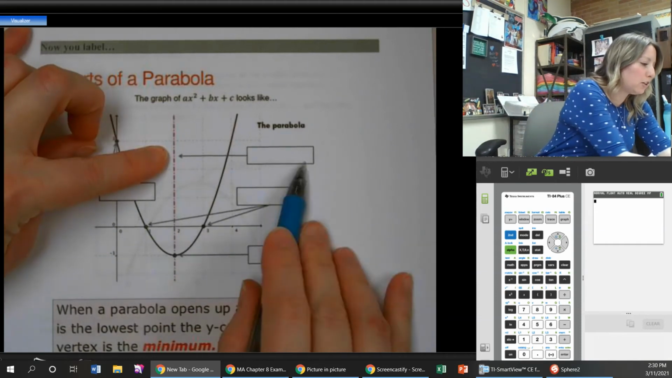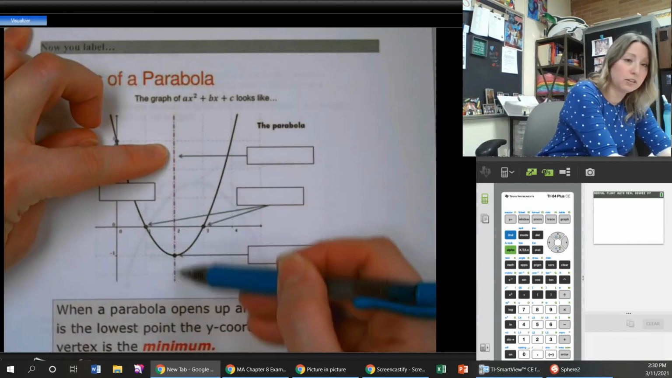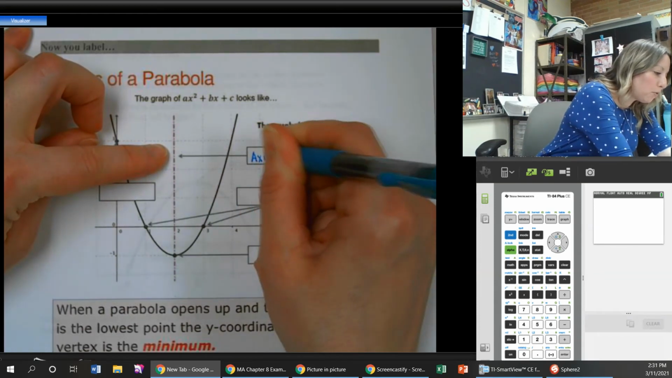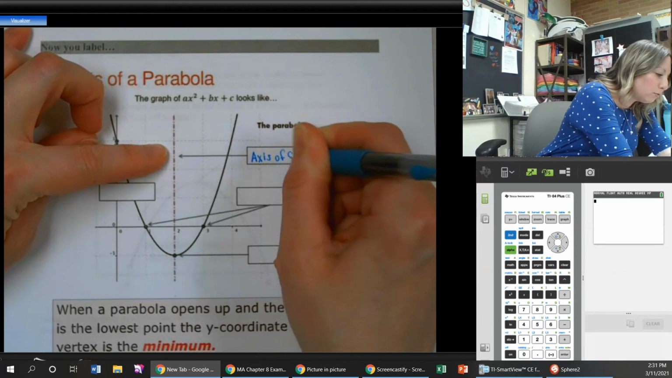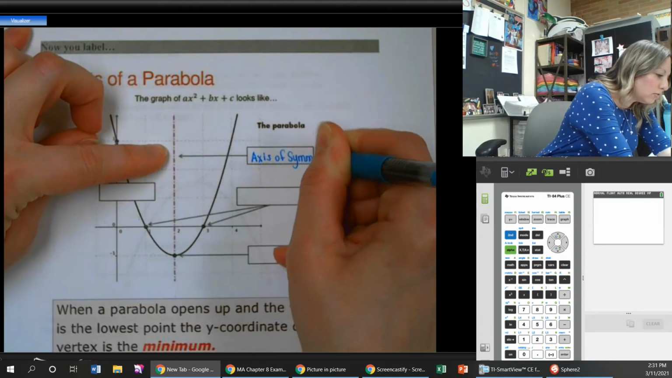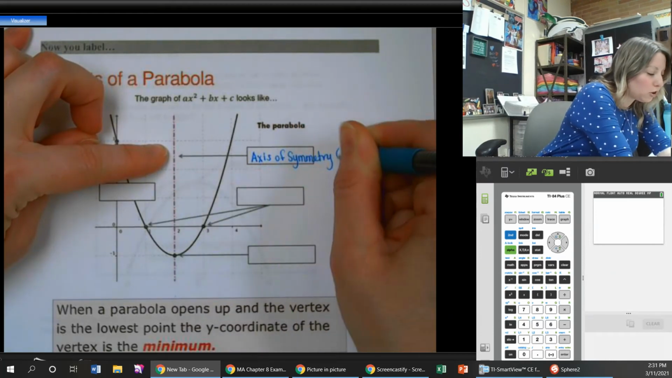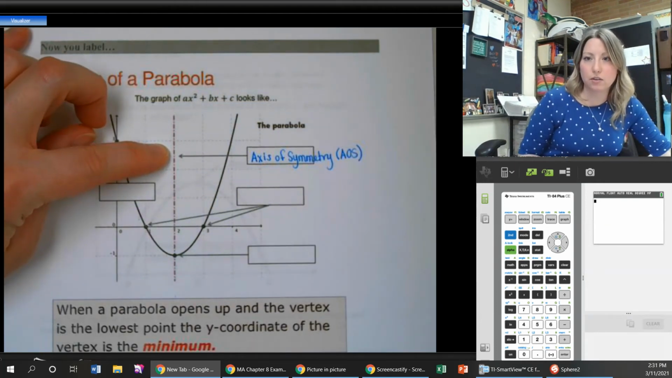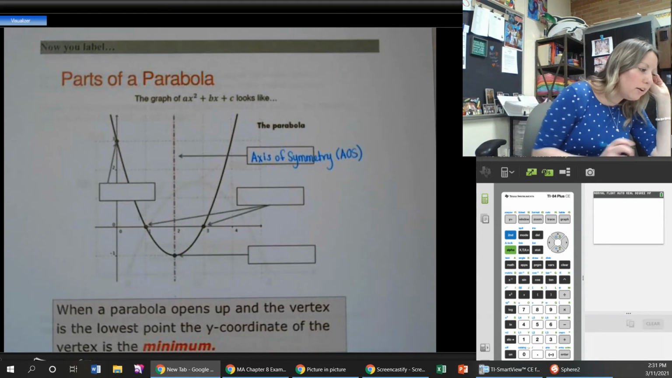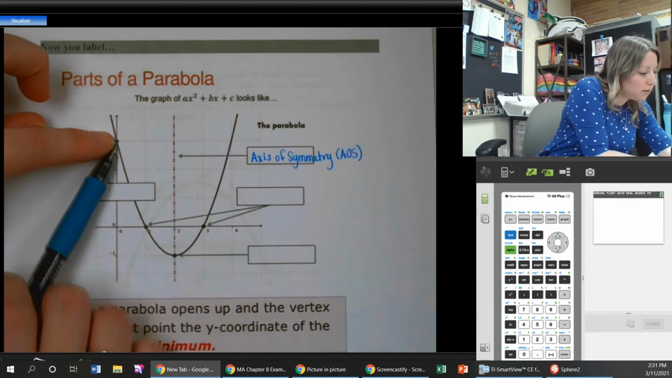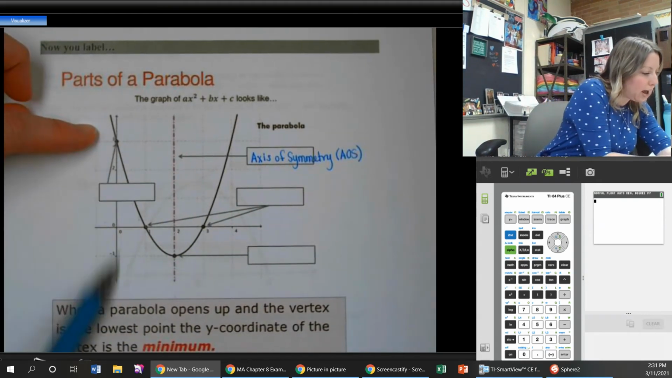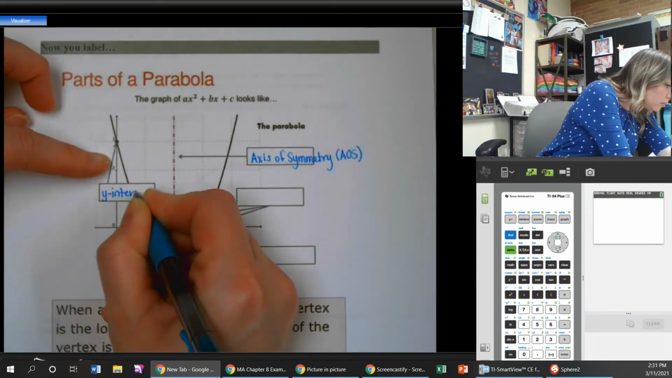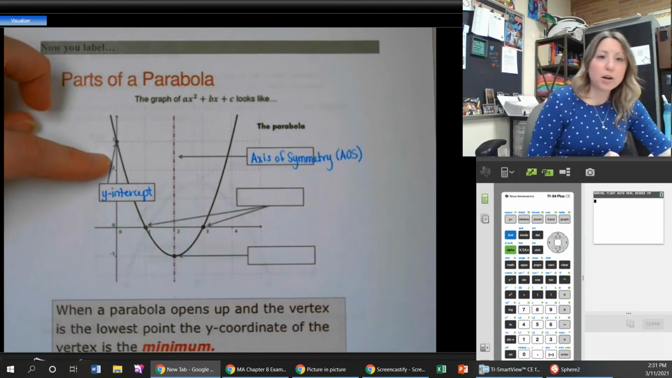This box is pointing to the axis of symmetry, the vertical line that cuts the parabola in half. And again, I'm just going to put in parentheses, I label it AOS to stand for axis of symmetry. Okay. This point right here, we can see is on the y-axis. So this is the y-intercept on my quadratic function.